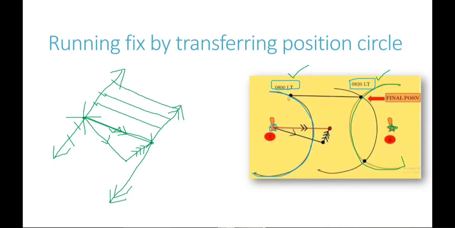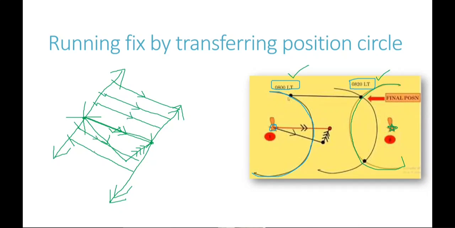So the first PL was telling us that our position lies somewhere on the first PL. By transferring it, we have the transferred PL with us. So it tells us that after this interval of time, our vessel's position has to lie on this line only. So this is the concept of transferring a PL.